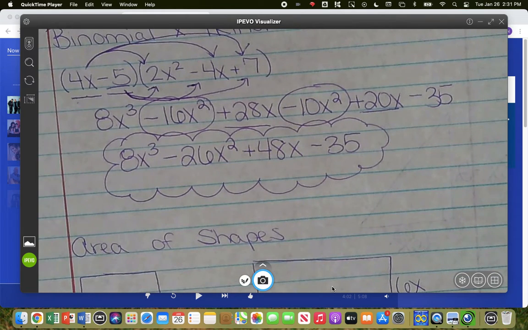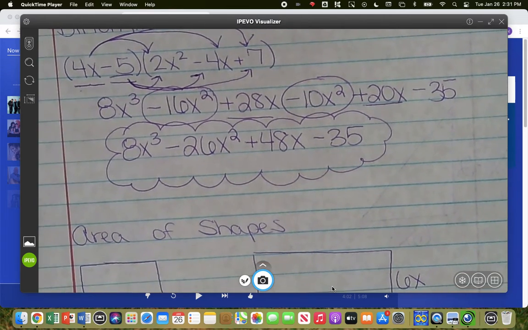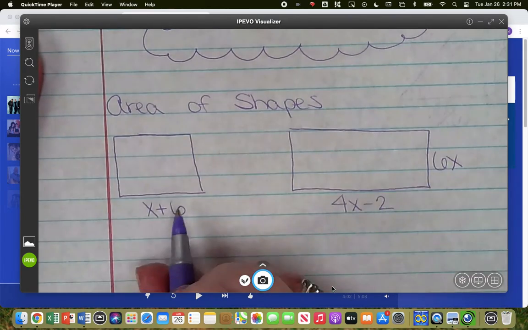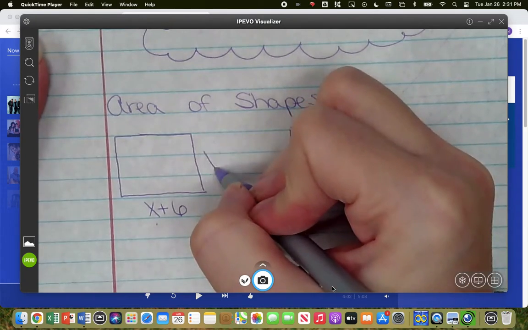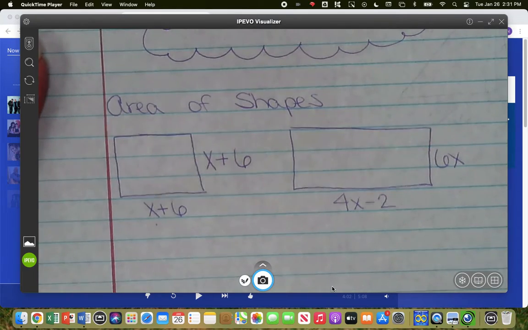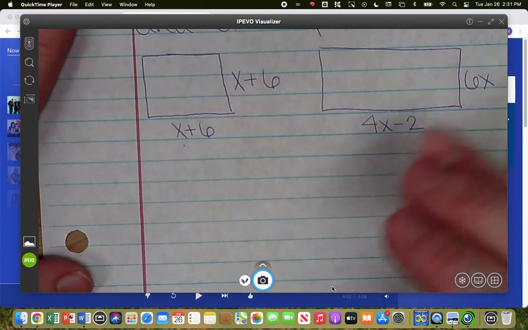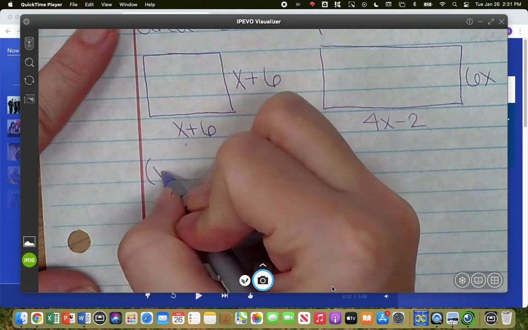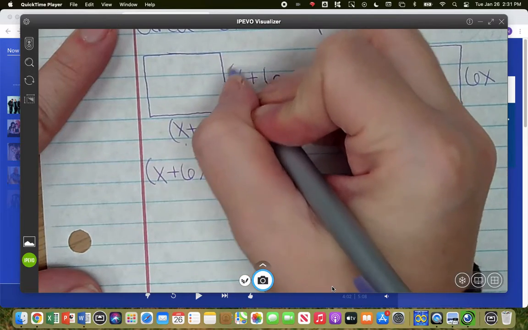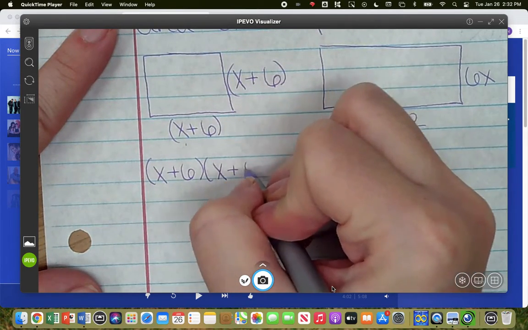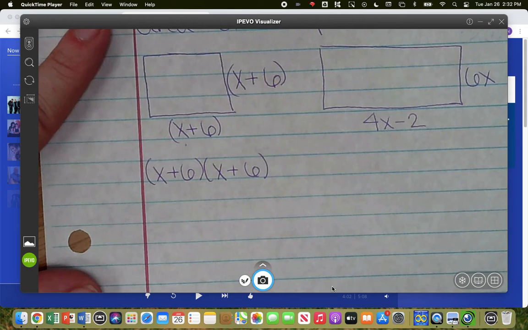So that is what we talked about in class. I just wanted to do a couple review problems. But the reason why we're doing this is so we can apply area. The first one is an area of a square. So since this is a square, if this side is x plus 6, so is this side. And we are actually going to multiply. Area of a square is going to be length times width. So we are going to take x plus 6, and if you have more than one term for a side length, you just put parentheses around it. And so we're going to multiply x plus 6 by another x plus 6.